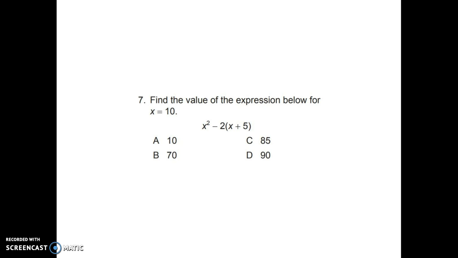Number 7. Find the value of the expression below for x equals 10. x squared minus 2 times x plus 5. A. 10. B. 70. C. 85. D. 90.